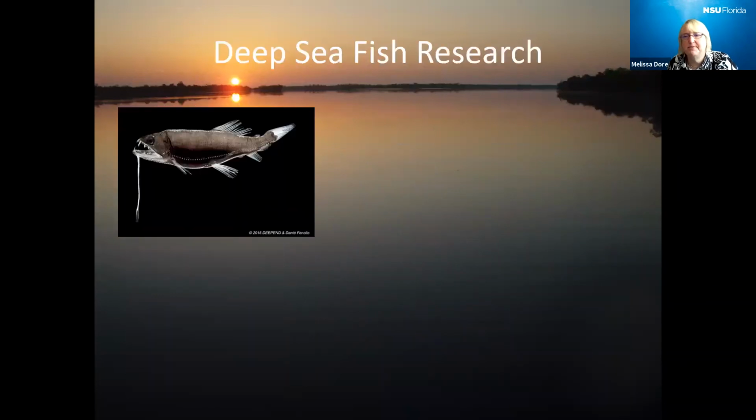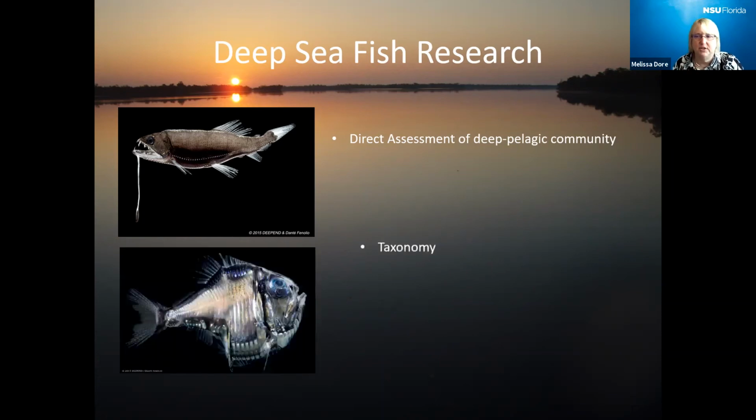So, some of the deep sea fish research that we've done. Direct assessment: we've actually gone down and collected things. And how do we collect them? We have a very large net. The net is half a mile long, and the mouth of it is the size of a football field. We put it down and we catch it and we take sections. We close off at different areas as we're going along. This fish is actually one of our hunting fish.